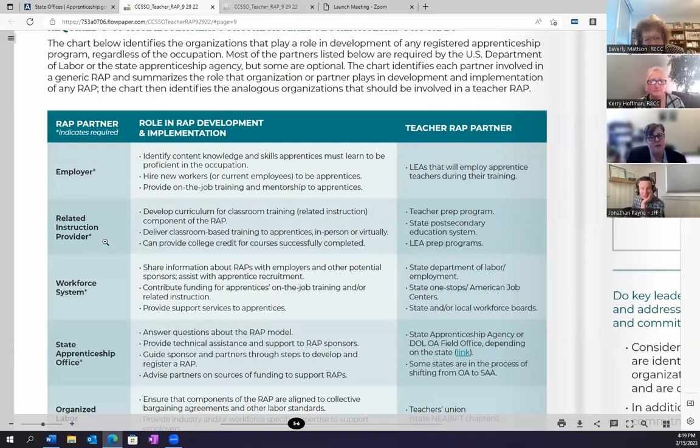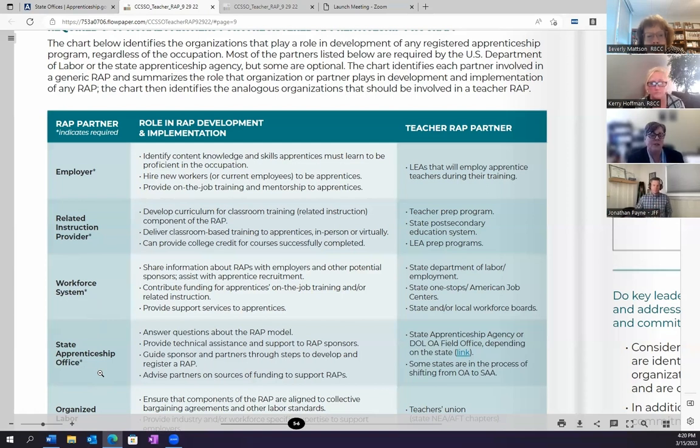So other things are related instruction providers. Again, as an employer or as a sponsor, you can determine where a student is going to go. The workforce system is really part of the state agency system that someone else mentioned under quality and safety, I believe. But the workforce system is going to provide a lot of support services and often funding to help you out. And then the state apprenticeship office or the registration agency, these are the top 4 that you need to make contact with right away when you start thinking about your program.